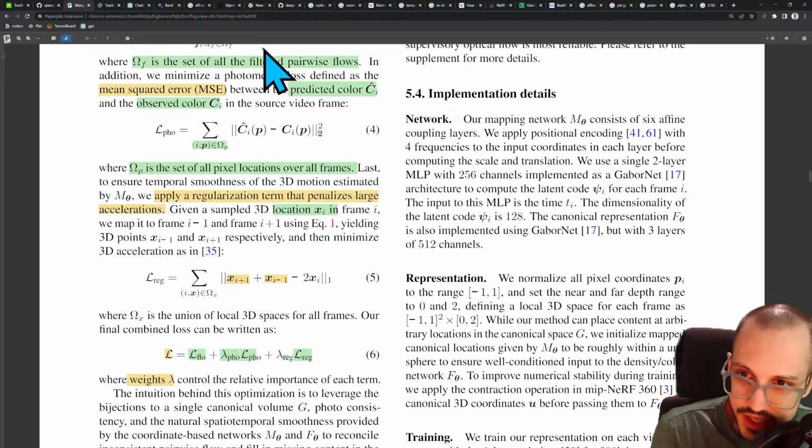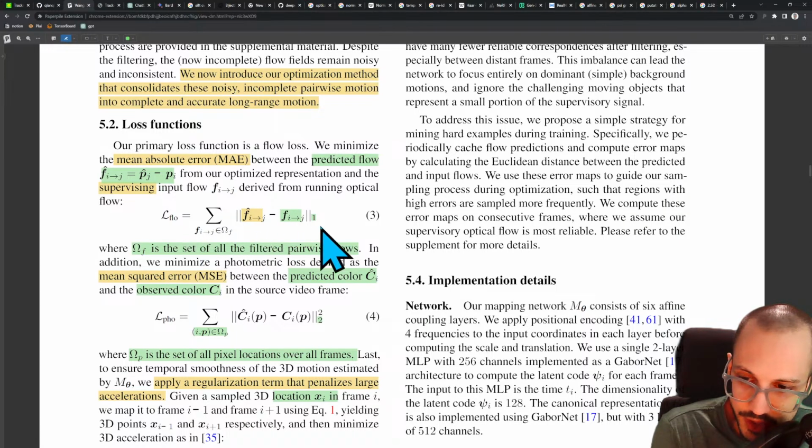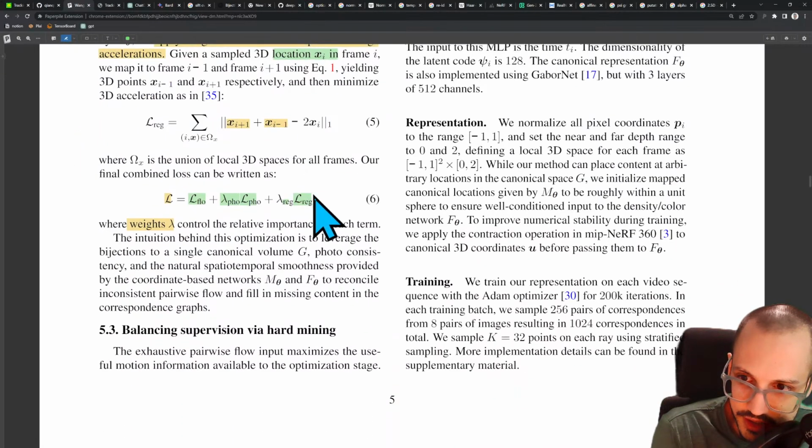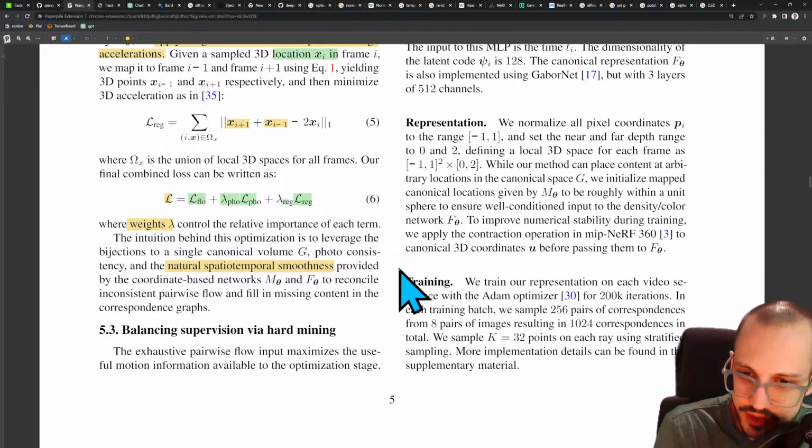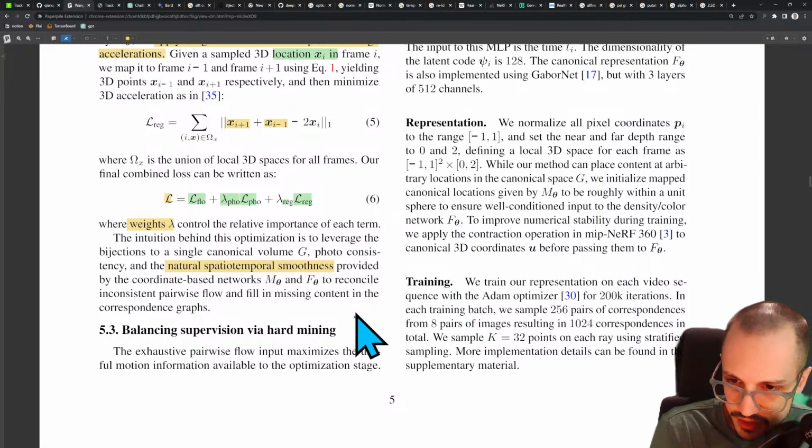All right, so they take those 3 losses. They take basically the flow loss, they take the color loss, and then they take the regularization for acceleration, combine all 3 of those into 1 loss, and then that's the loss that's used for this optimization process. The intuition behind this optimization is to leverage the bijections into a single canonical volume G, photoconsistency, and the natural spatiotemporal smoothness provided by the coordinate-based networks to reconcile inconsistent pairwise flow and fill in missing content in the correspondence graphs.